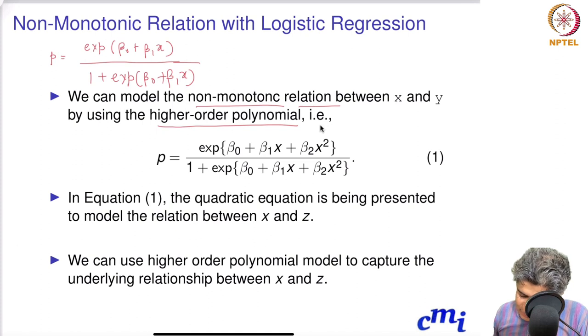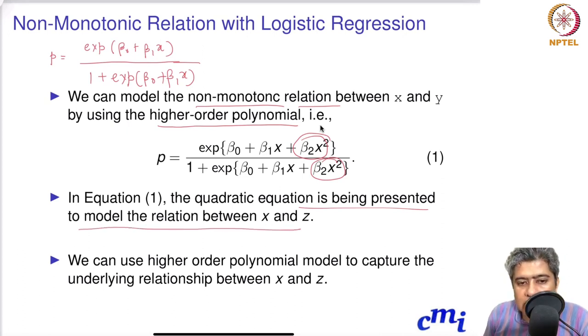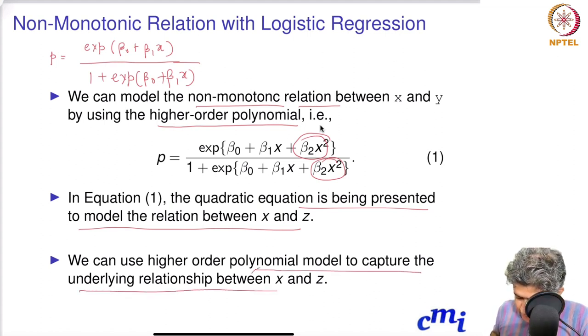Now what I am suggesting is, why do you stop here? You add the higher order polynomial. Here I have added a quadratic. You can add cubic or a polynomial of order 4, 5, whatever you want. In equation 1, a quadratic is presented to model the relationship between X and Z. We can use a higher order polynomial model to capture the underlying relationship between X and Z.